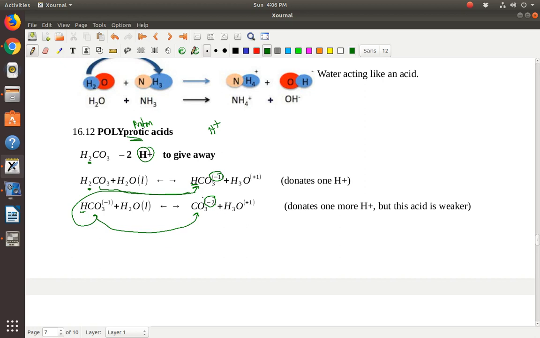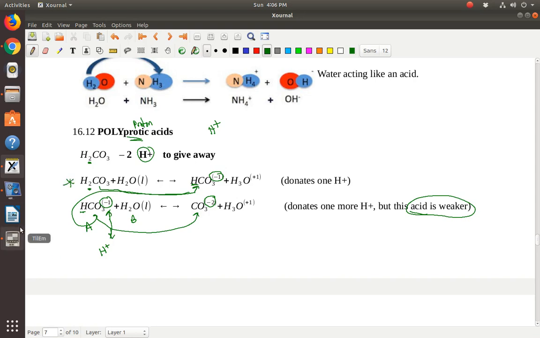Now, this one donates one more hydrogen, but this acid is weaker, and the reason is this is the acid, and this is the base. The acid is a proton donor, but it's already got a negative charge. Well, what's a proton? An H+. We have a plus and a negative. Opposites attract. So it does not really want to give away this hydrogen, so it's weaker. It takes a lot more work for it to do it. It prefers to keep it. But this one gives away the hydrogen easy.